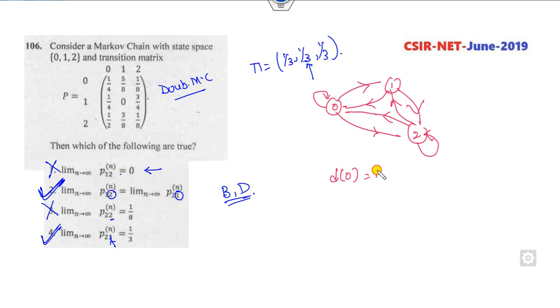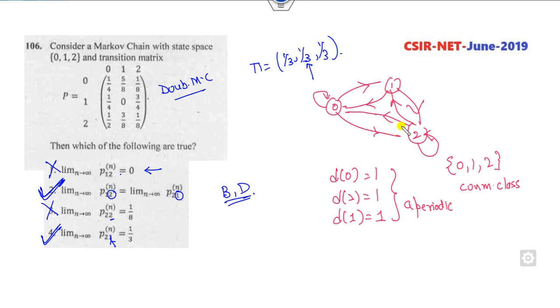And you can see, you can start from the 0 and reach through each path. So all have the communicating class. So it means the period of each state must be the same. So this is also 1. What is the meaning of that? It is aperiodic. And you can see each can be communicated to each other. It is irreducible as well.